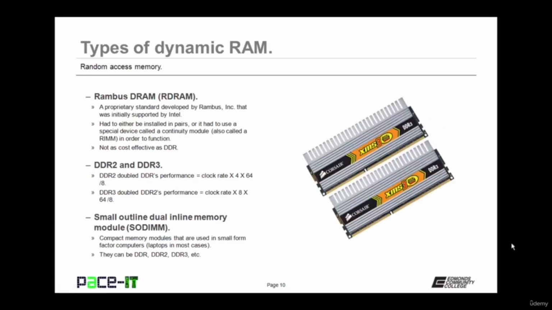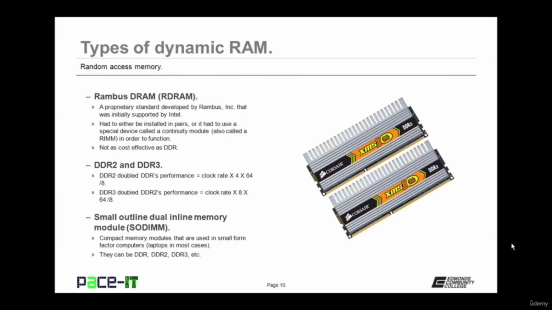Now let's talk about DDR2 and DDR3. DDR2 doubled DDR's performance. The formula to figure out its transfer rate is clock rate times 4 times 64 divided by 8. That was superseded by DDR3, which doubled DDR2's performance and is the current standard. Its formula is clock rate times 8 times 64 divided by 8. Super fast.